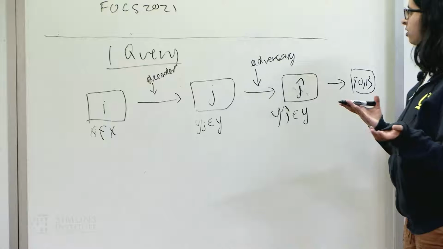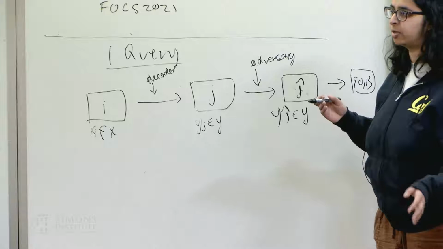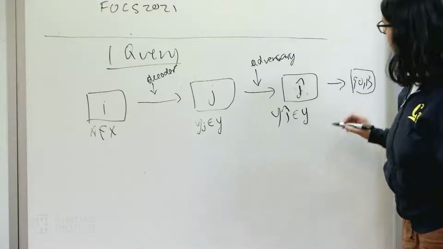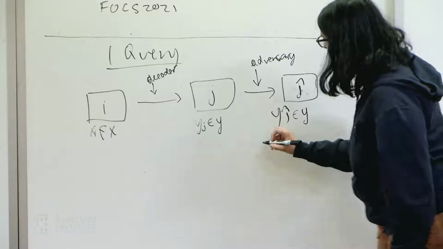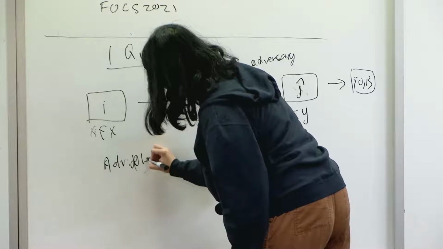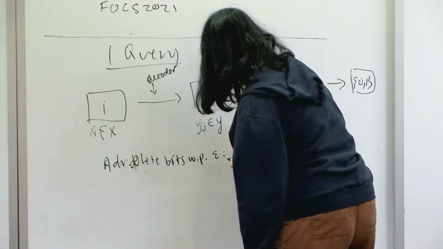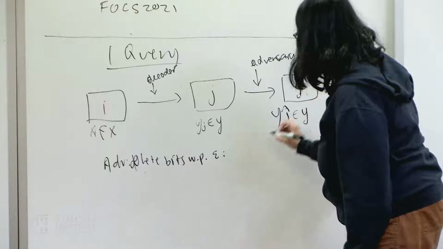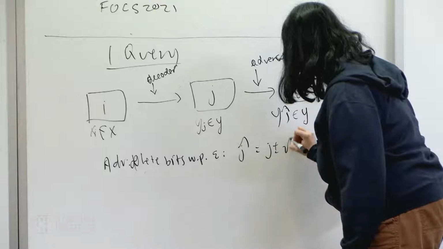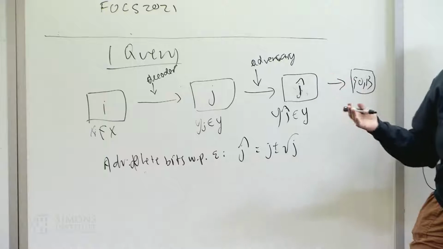So let's start with a silly approach. The adversary strategy is to delete each bit with some small probability, like probability epsilon, independently at random. Then what does j hat look like? If every bit gets deleted with some constant probability, then essentially j hat is going to be j plus or minus root j.